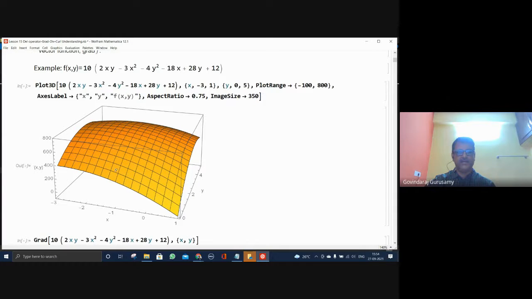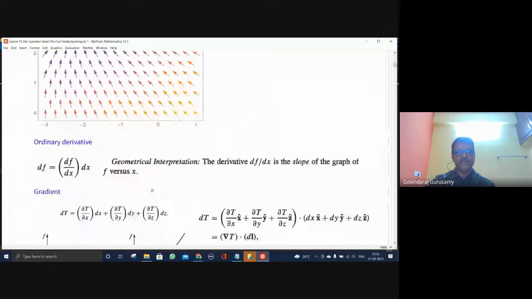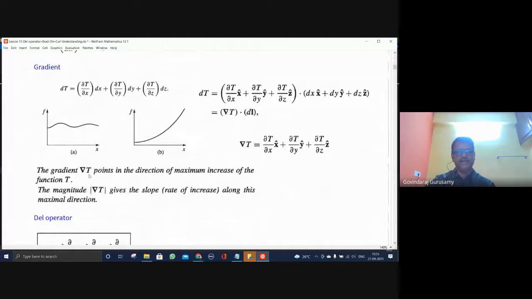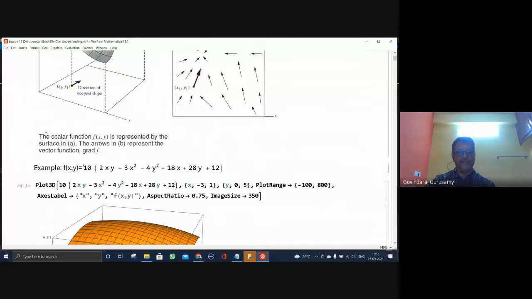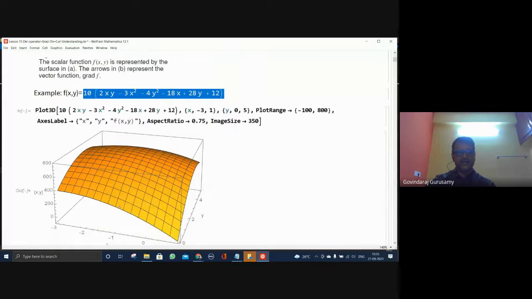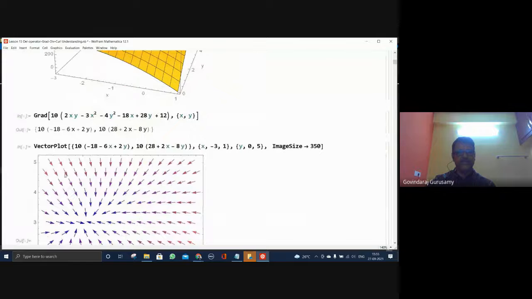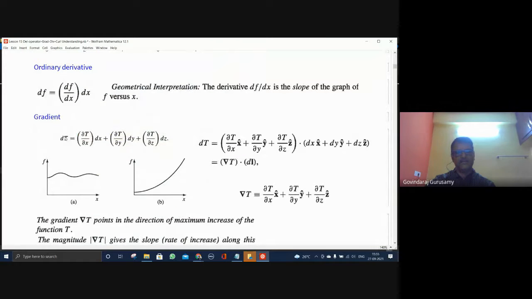And if I do a gradient operation, what is the meaning of a gradient which we have learned? The gradient del T points in the direction of the maximal increase of the function T. The T function is like this. This is what your T function is. Where the maximal change happens should be picked out if I do a gradient operation. You know what a gradient is. This is what your gradient is.